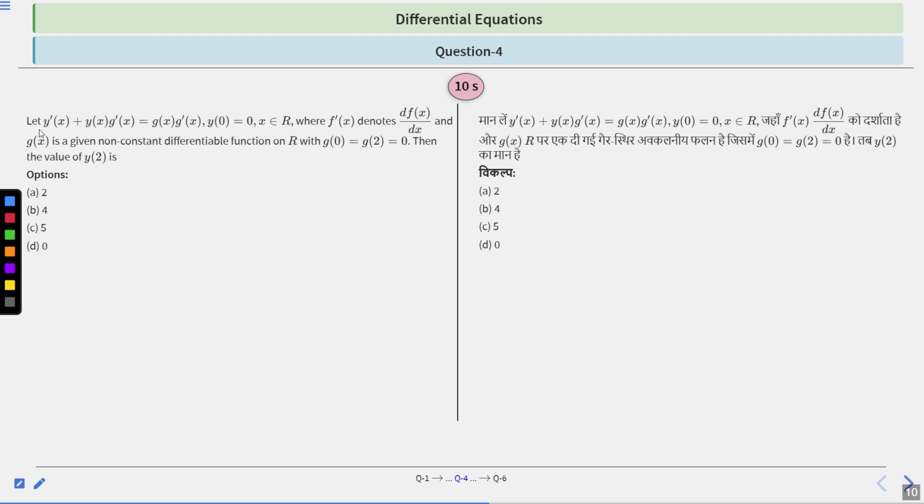We are given a differential equation, and we are given two pieces of information, that is g(0) is equal to 0 and g(2) is equal to 0. We will first try to simplify this differential equation to convert it into integrable form on both sides. After integrating both sides, we can easily find the value of the constant by using this information: y(0) equal to 0, g(0) is equal to 0, and g(2) is equal to 0. After finding the equation, we can easily find the value of y(2). So in this way, you can try to approach this question. You have 10 seconds to solve or think about this question. After 10 seconds, we will discuss the solution.